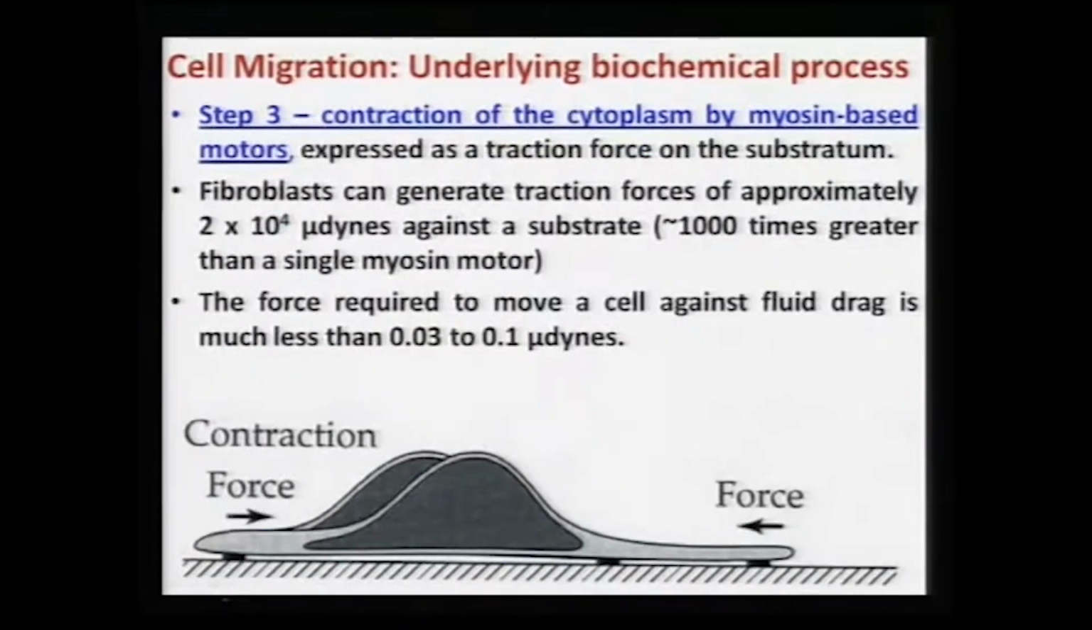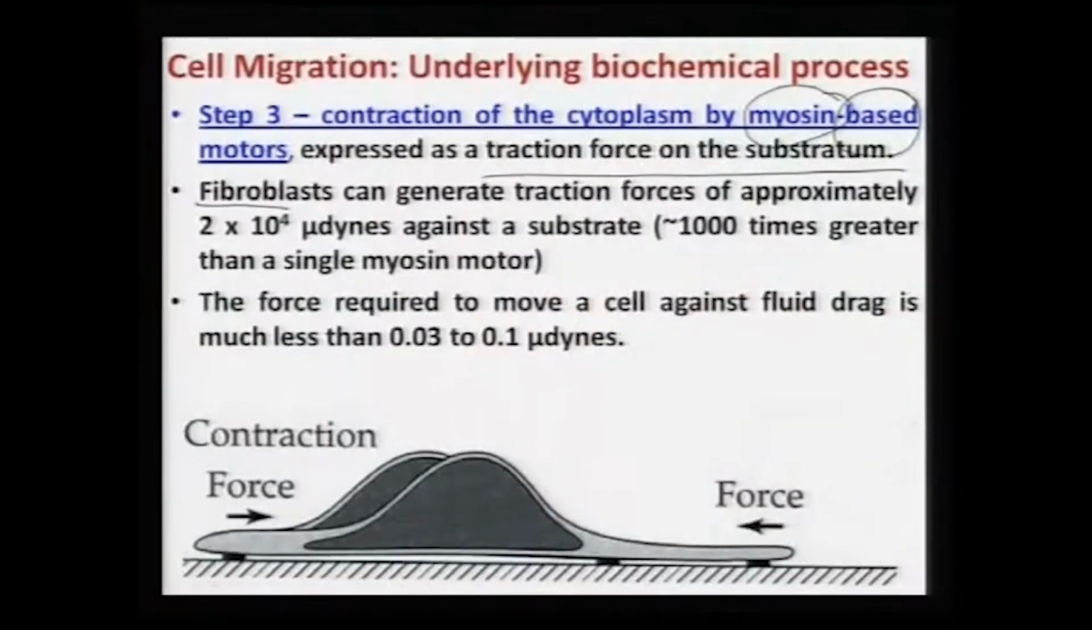Now, step 3 is the contraction of the cytoplasm by myosin based motors. These are certain kinds of motor proteins which express a traction force on the substratum. Now, what are these motor proteins? These are particular motor proteins which are responsible for the cell migration or cell motility process. Migration and motility are synonymous words, they mean the same thing.